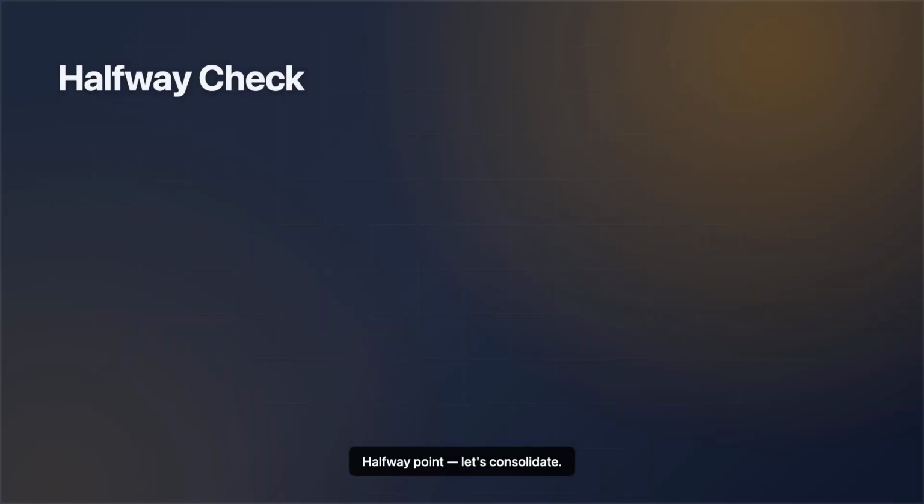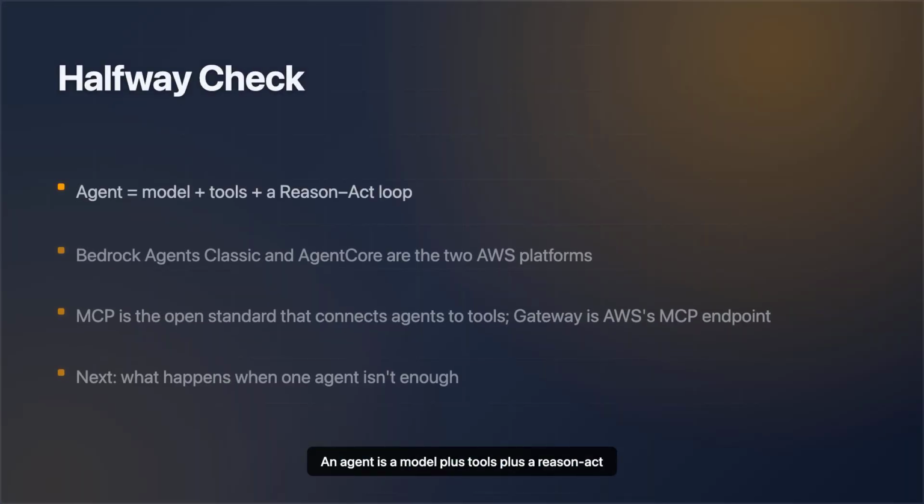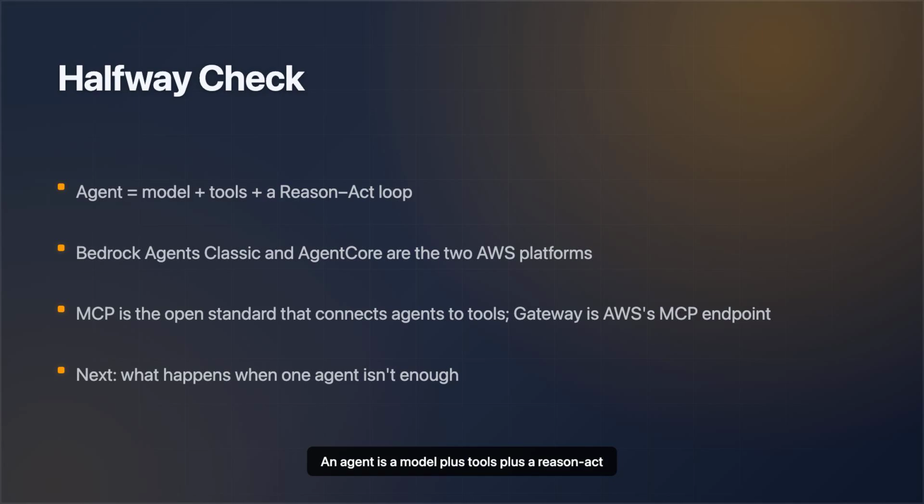Halfway point, let's consolidate. An agent is a model plus tools plus a reason-act loop. Amazon Web Services gives you 2 platforms for running one: Bedrock Agents Classic, the original, and AgentCore, the current. MCP is the open standard that connects agents to tools, and Gateway is Amazon Web Services managed MCP endpoint. Now the next question: what do you do when a single agent isn't enough for the job?